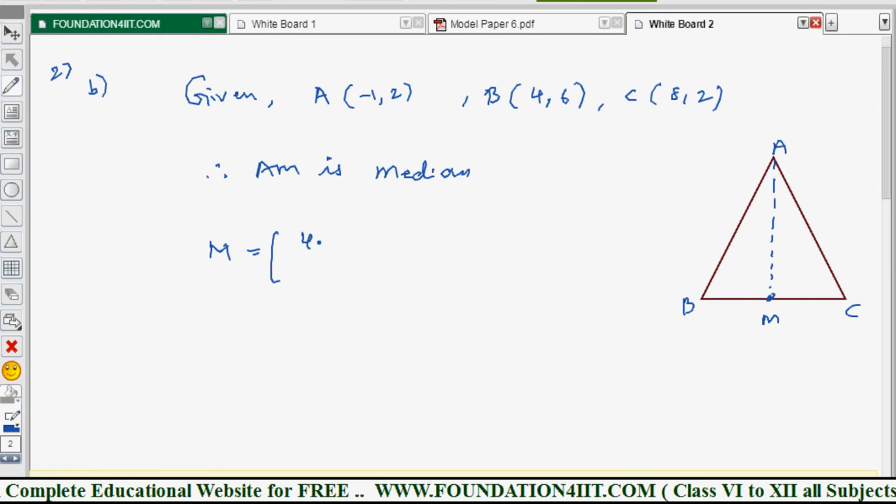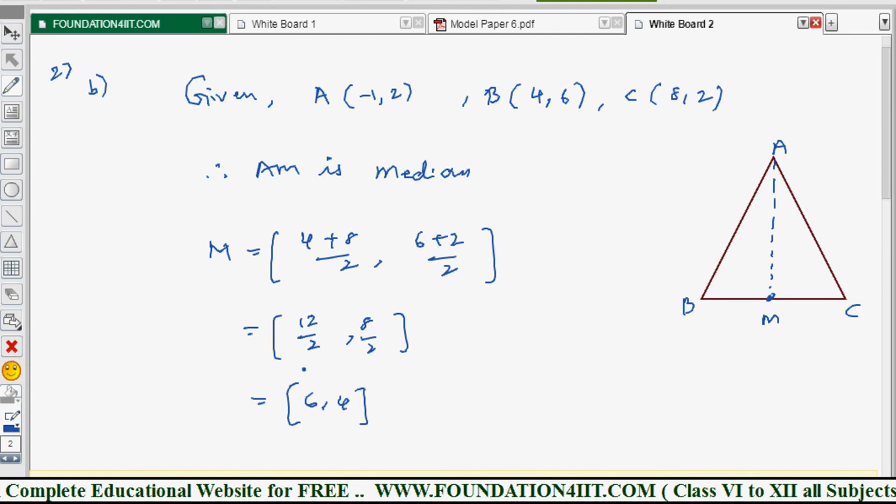That is (4 plus 8) divided by 2, (6 plus 2) divided by 2. Midpoint formula: 12 by 2, comma 8 by 2. That is 6, 4. The midpoint formula is applied because AM is the median, and M is the midpoint of BC. Now we have the M coordinate: M is (6, 4).